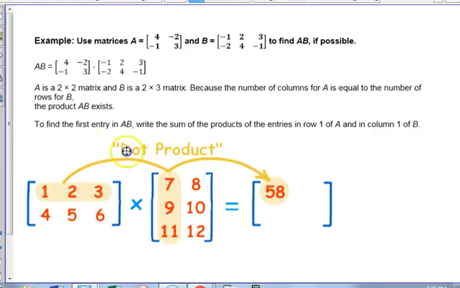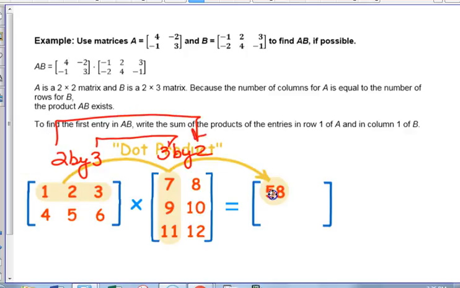I have nice color coding here. What size matrix is this? This is a 2 by 3. Guys, just pay attention to this example and then I'll let you go. This is what size? 3 by 2. Do they match up in the middle? The result will be what size? A 2 by 2. Here's my 2 by 2.